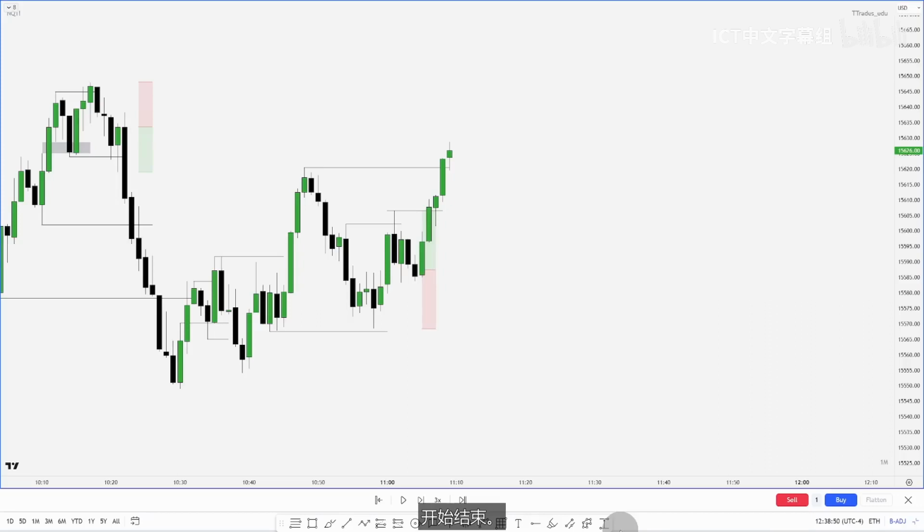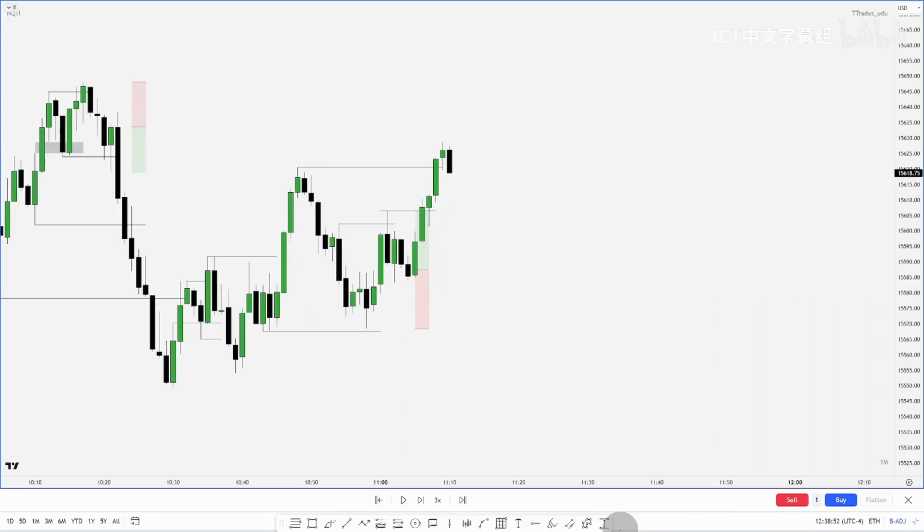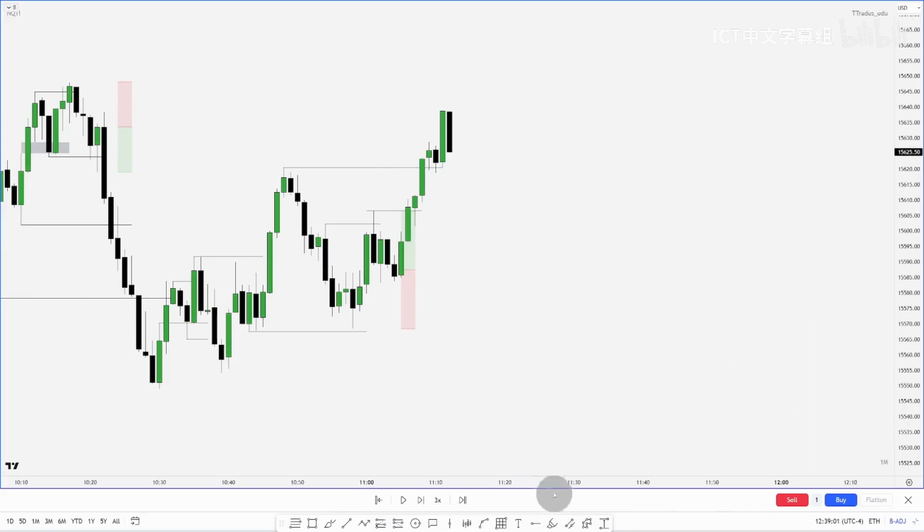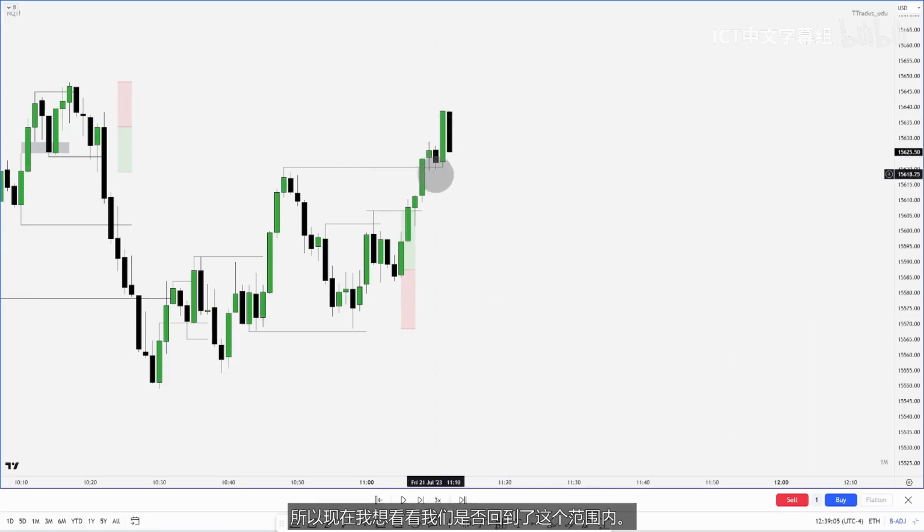And right there, start to close out, so I'd want to see it go a little higher. Still respecting. And there we get displacement out. But what do we get here? Displacement met with displacement. So now I want to see if we did go back into the range here.